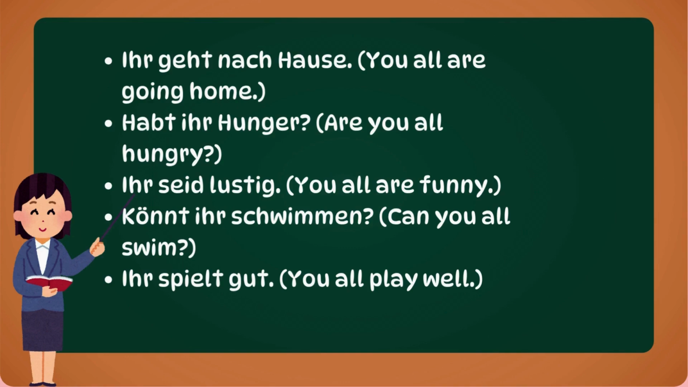Example number 4. Könnt ihr schwimmen? Once again, könnt ihr schwimmen, which means can you all swim? Example number 5. Ihr spielt gut. Once again, ihr spielt gut, which means you all play well or you all play good.